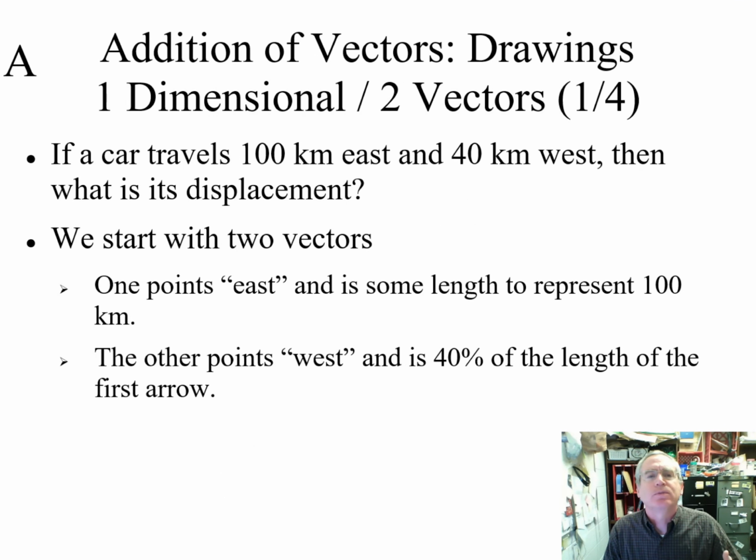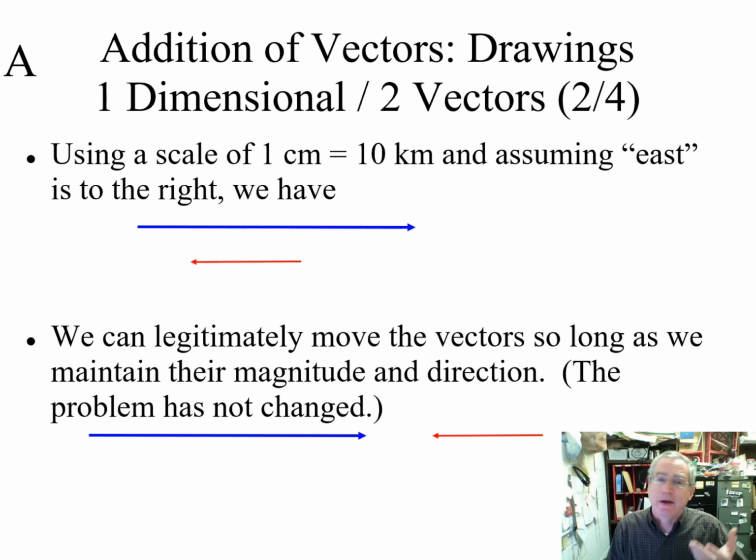So let's start out with a simple one-dimensional problem with just two vectors. I've got a car traveling 100 kilometers east and 40 kilometers west, and from my point of view, I'm going to consider east that way and west that way. However, it's possible that the video you're seeing is flipped, but you'll see which way I consider east in the next slide. So we have the two vectors, 100 kilometers and 40 kilometers. We'll represent that by some scale, and whatever scale we pick, the one going west needs to be 40% of the length of the one going east. And there we are. So that establishes my east and west right there.